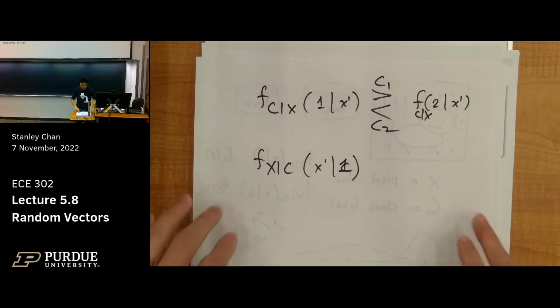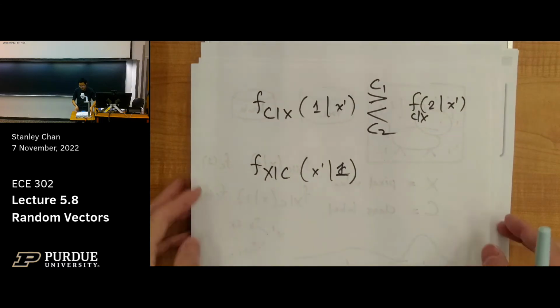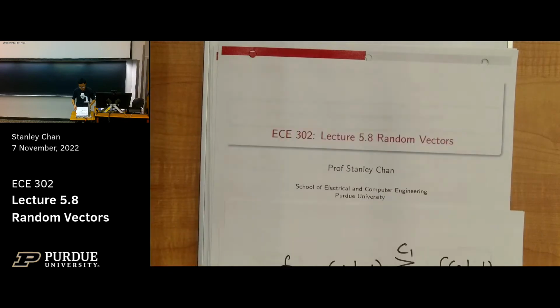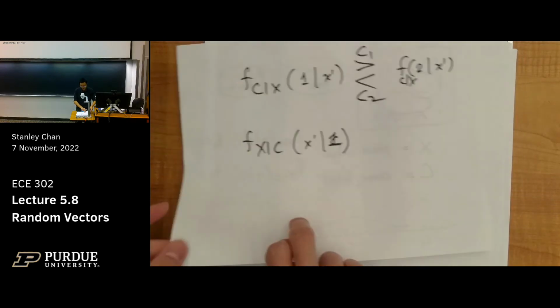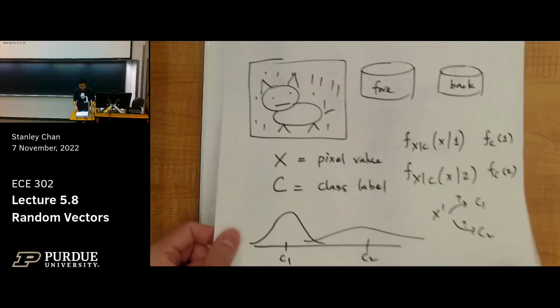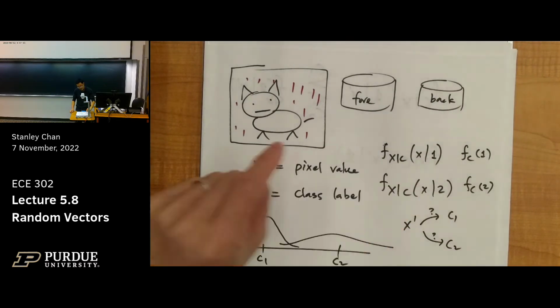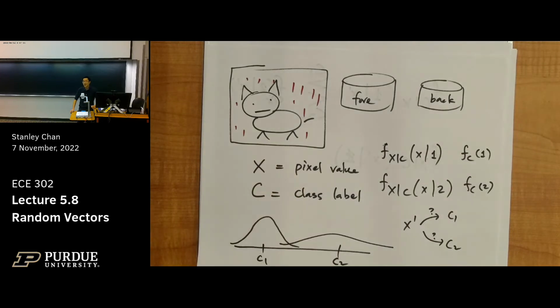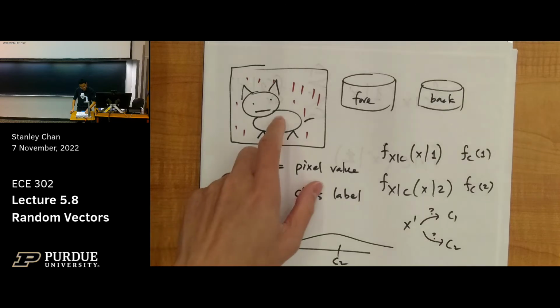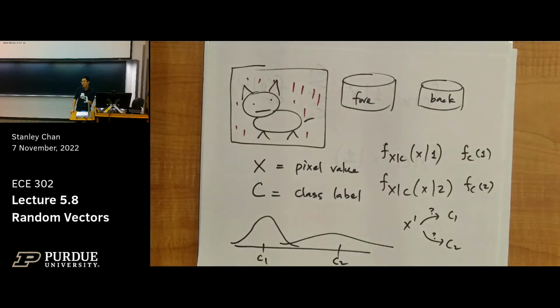Okay, so now, why does it have anything to do with random vectors? Nothing about vectors so far. So let's go back to this image. If x represents a pixel value, that would be a pretty bad idea, because the pixel value would just be a number between 0 to 255 for the 8-bit image.